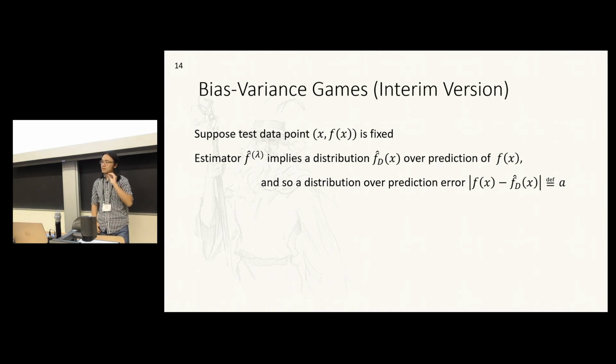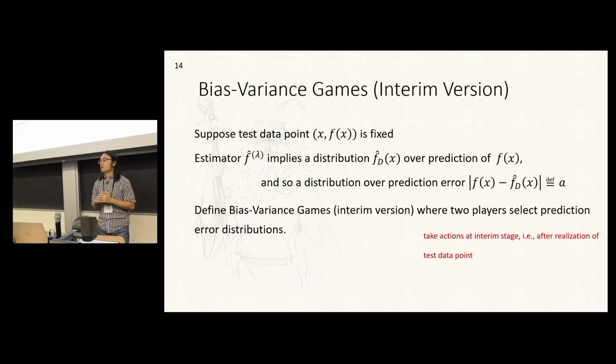Suppose that we fix the test data point. If we fix the test data point, the estimator will basically induce a random variable, which will be a prediction on the label, because we fix the test data point. Or equivalently speaking, you can consider that there will be a distribution of the prediction error, which we denote as A. And what we want to do is to define a Bias-Variance game in the interim version, where two players will select the prediction error distribution directly, assuming that this test data point is fixed. And we call this the interim version because the players will take action at the interim stage. In other words, after the realization of the test data point.